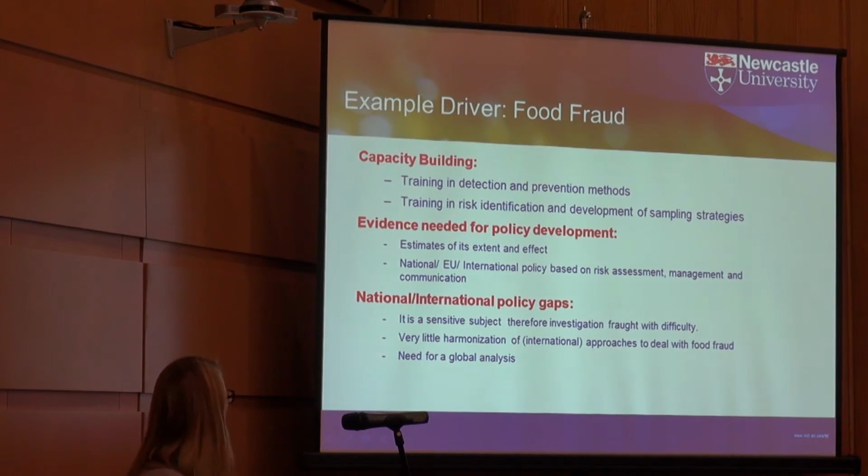In terms of capacity building, we need to think about training in detection and prevention methods. We also need to think about training in risk identification and developing of the sampling strategies to identify fraud. We also need to think about evidence for policy development, things around the estimates of its extent and effects within the food chain, so how systemic is fraud within the food chain. We need to think about national, EU and international policy risk assessment and management and communication.